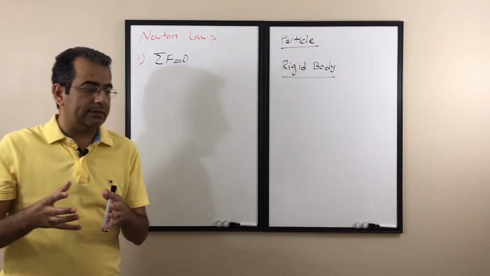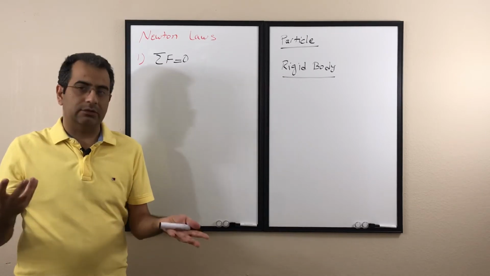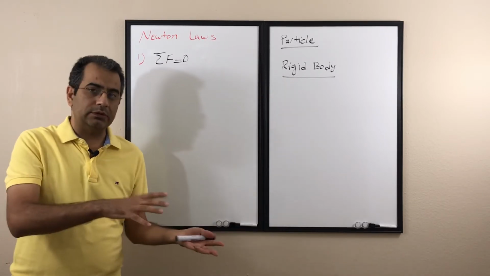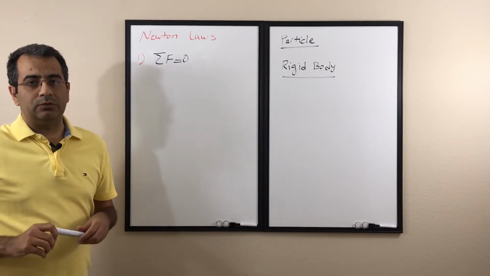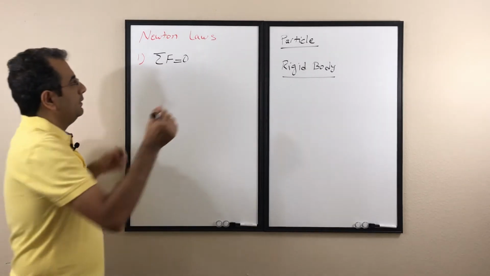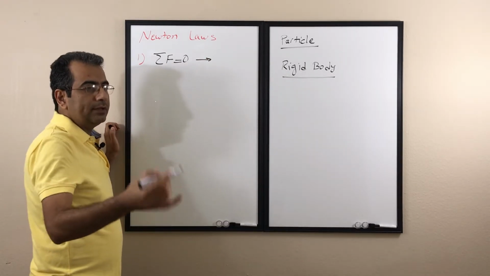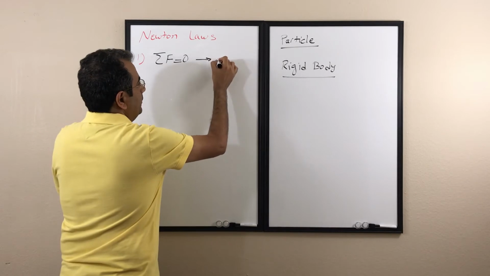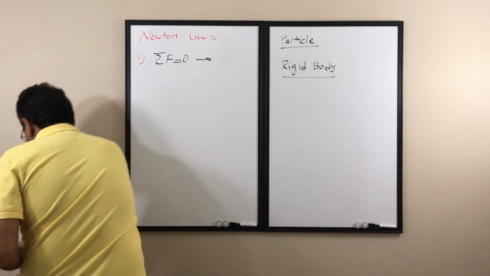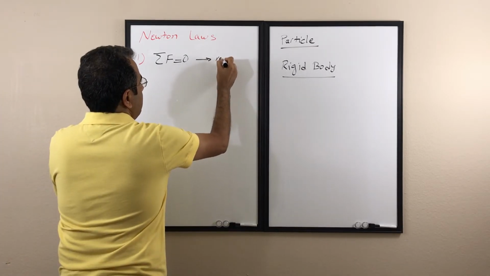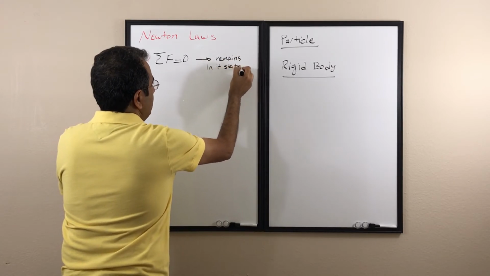It's very hard to consider a case where there is no force on an object, but there are lots of cases where forces cancel each other. So in any case, either there are no forces or all the forces cancel each other. If sigma F is equal to zero, we say that the object tends to remain in whatever state it has. So it remains in its state. What does it mean?